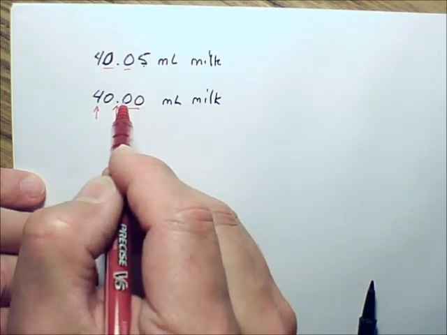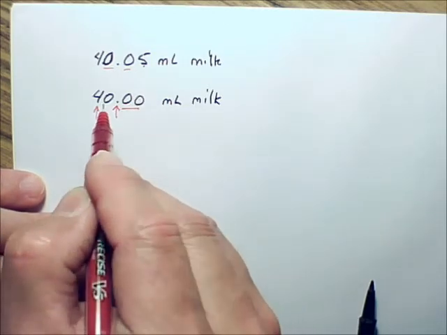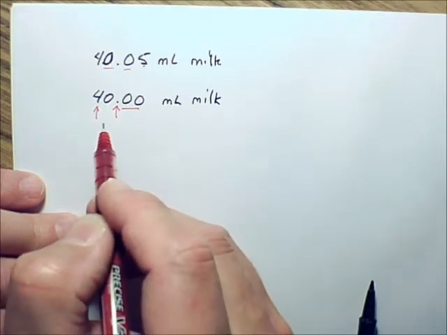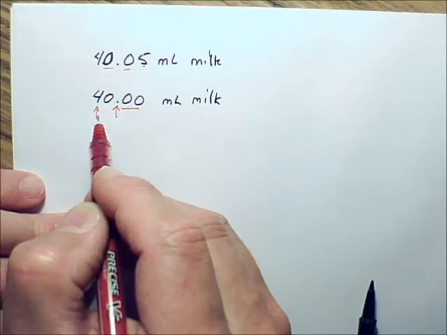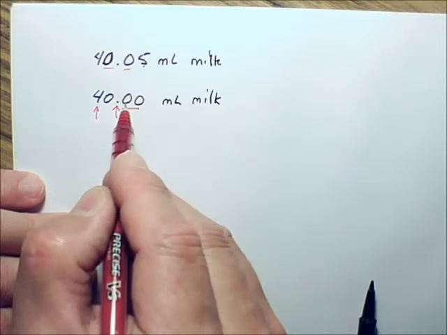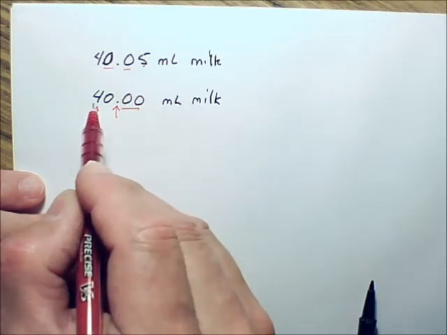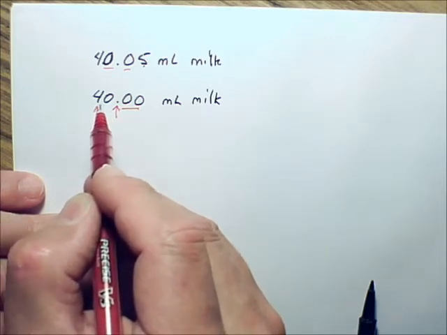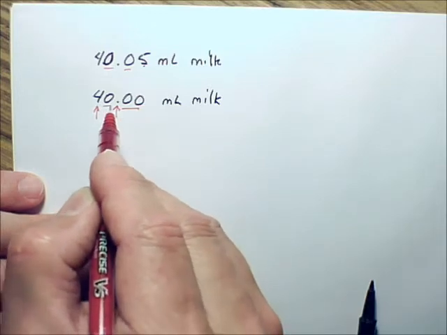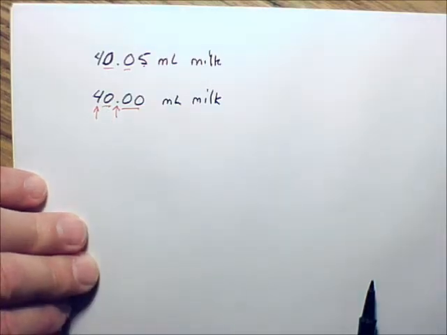And since both these zeros are significant, now this zero meets the one-part rule. The one-part rule says a zero is significant if it's between two significant digits. Since these are significant, and this is significant by virtue of the fact that it's not a zero, then the zero here has to be significant. So now we have four significant digits.